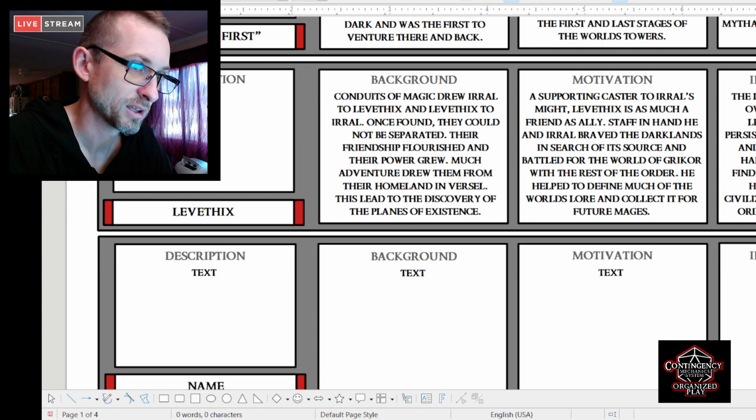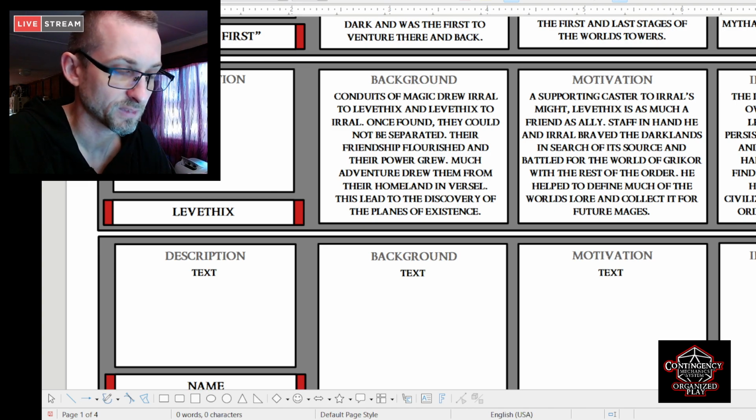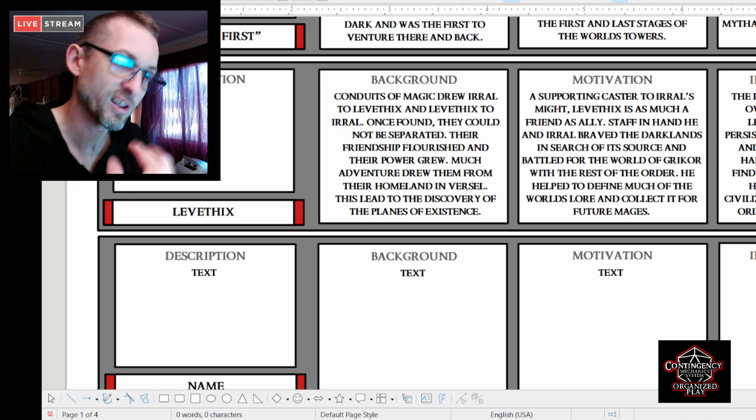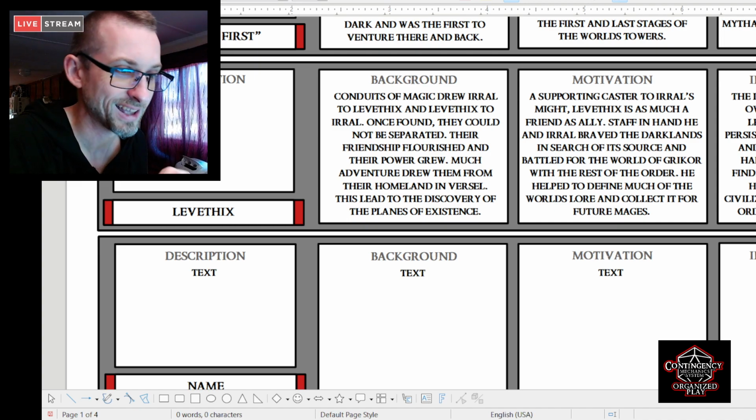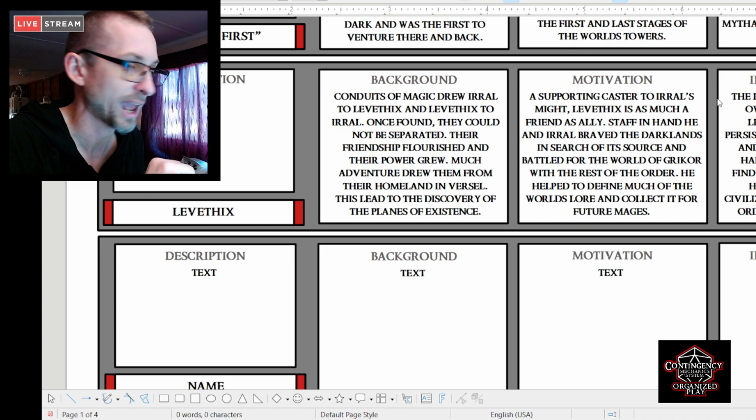Venturing through, Aral was the first to return. So, if the both of them went in, and Aral was the first to return, perhaps Levithix remained, and that's when the Mage Order was created, and he went back with the Mage Order to get him back out. He couldn't get him out himself. Maybe something happened. That's a possible story, right? We're building foundational, and this is how that process works. It gives ideas of things that can happen.